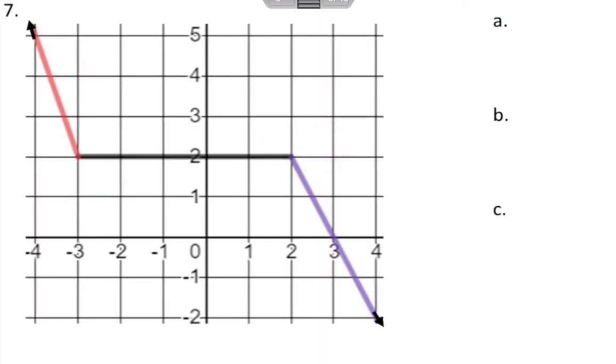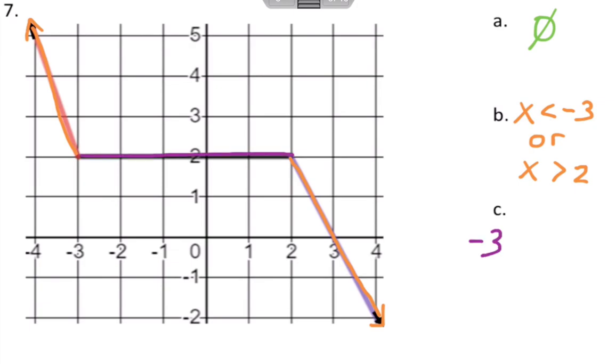Number 7, f of x increasing never happens, so empty set. Again, thinking about a person walking left to right. They never go uphill. F of x decreasing, that happens in 2 different parts of the graph, so we'll have to write 2 inequalities. For that left portion, everything to the left of -3. And then to the right-hand portion, everything to the right of 2. So join them with the word or, x is greater than 2. The flat part is between -3 and 2. So -3 is less than x, which is less than 2.